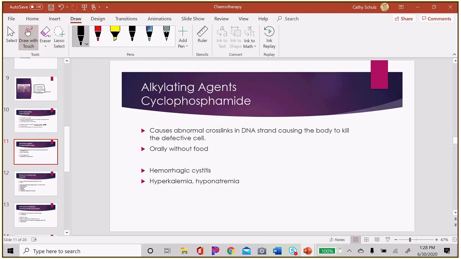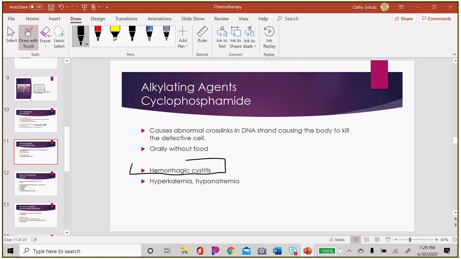The next family of medications that we could use for chemotherapy are what are called alkylating agents. And what they do is they damage DNA crosslinks. So that means if the cell's DNA is damaged, then the cell should hopefully be killed as a defective cell. So this is a drug that can be taken by mouth, and it's taken without food. There is a possibility for some electrolyte abnormalities, hyperkalemia or hyponatremia.